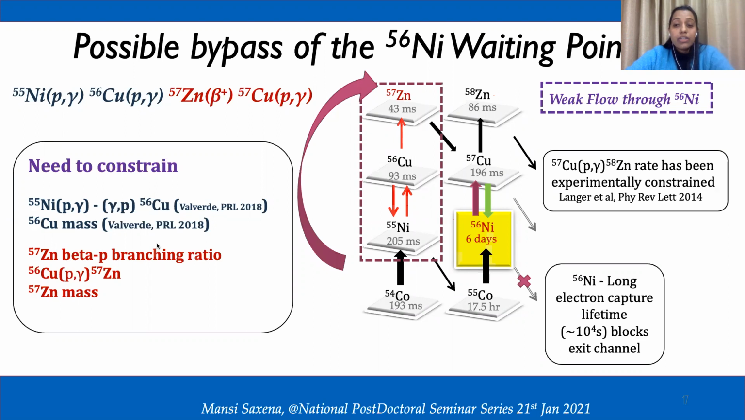Now, even with these constraints, there remain additional nuclear physics uncertainties that can affect this alternate reaction flow. Namely, the proton capture rate on 56Cu is needed, which would determine the flow through to 57Zn. But ultimately, the major dominant uncertainty for this bypass is whether 57Zn beta decays to 57Cu and increases its equilibrium abundance, or 57Zn beta-delayed emits a proton and essentially repopulates 56Ni.